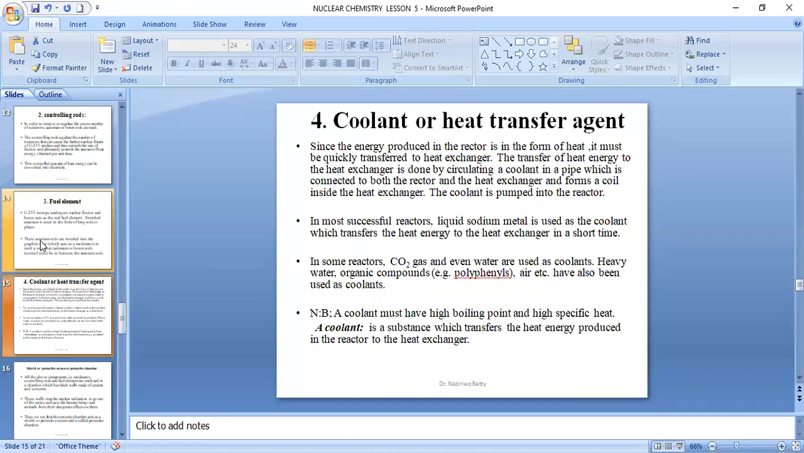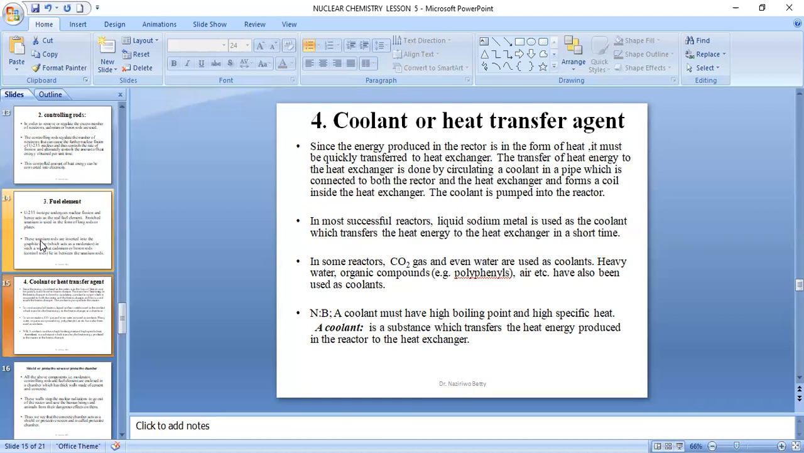Another one is a coolant or heat transfer agent. Remember we said that the bombardment of uranium with slow-moving neutrons produces a lot of energy. The energy produced in the reactor is in the form of heat. It must be quickly transferred to the heat exchanger. The transfer of heat energy to the heat exchanger is done by cycling a coolant in a pipe, which is connected to both the reactor and the heat exchanger and forms a coil inside the heat exchanger. The coolant is pumped into the reactor. In most reactors, liquid sodium metal is used as the coolant, which transfers the heat energy to the heat exchanger in a short time.